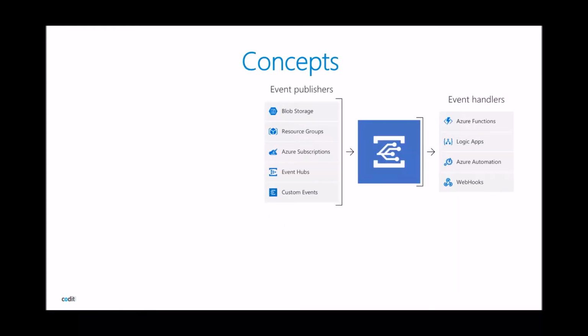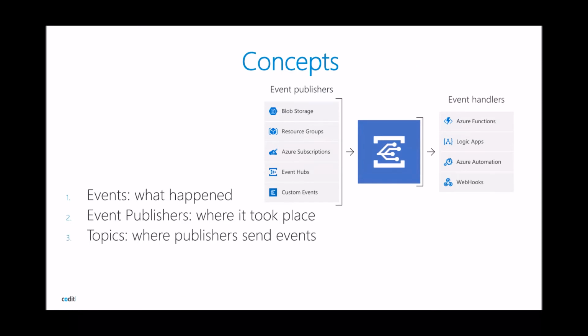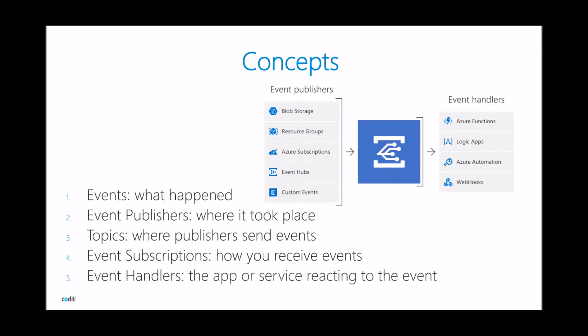So basically the concept of Event Grid is that you have an event that happens within a publisher, and then it gets emitted towards the Event Grid to a topic. So all the publishers push, and I emphasize push, their events to an Event Grid topic, where you have subscribers subscribing on those events. And then the event subscription goes to a handler that handles the event itself.